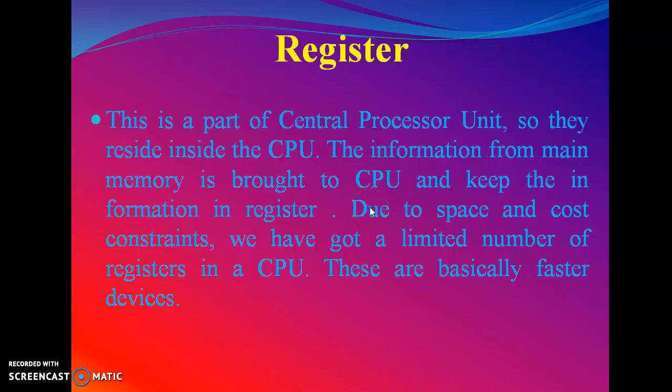Next, register. This is a part of the central processing unit, so they reside inside the CPU. The information from the main memory is brought to the CPU and kept in registers. Due to space and cost constraints, we have a limited number of registers in the CPU. They are basically faster devices.